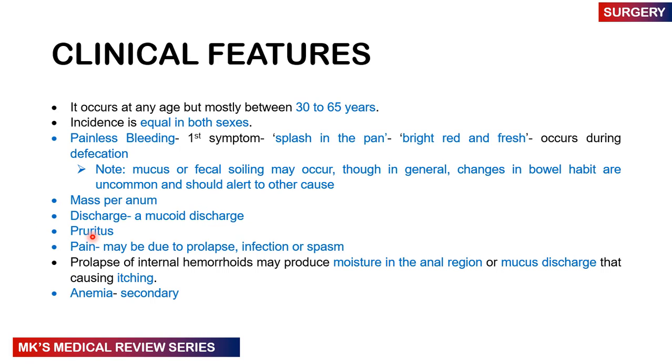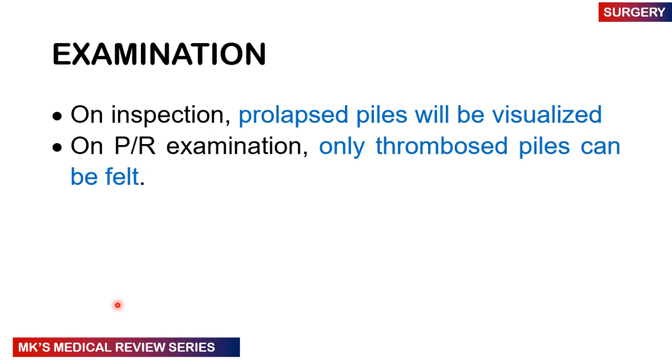They may have pruritus, which is itching. Sometimes there is pain. Pain usually occurs when there is prolapse. It occurs when they are infected. It occurs when there is spasms. Now remember that prolapse of an internal hemorrhoid may actually produce moisture in the anal region, or even a mucus discharge that's going to be causing itching. Then, of course, they may have anemia because this person is chronically bleeding. This is a secondary type of anemia, most commonly iron deficiency anemia.